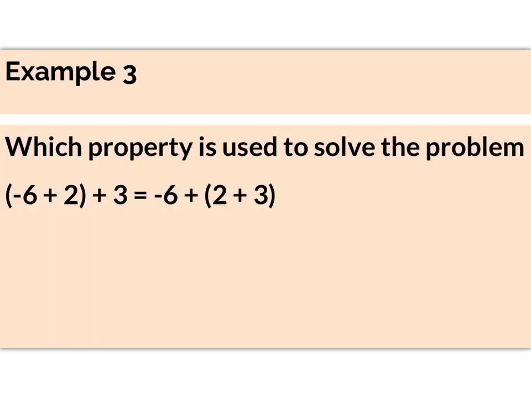Okay, example 3. Which property is used here? The 6 and the 2 and the 3. Now we have the negative 6 on the outside and the 2 and the 3 are together. So this looks like a grouping change to me. The 2 got put with the 3 and the 6 is now on the outside. So this will be the associative property of addition.